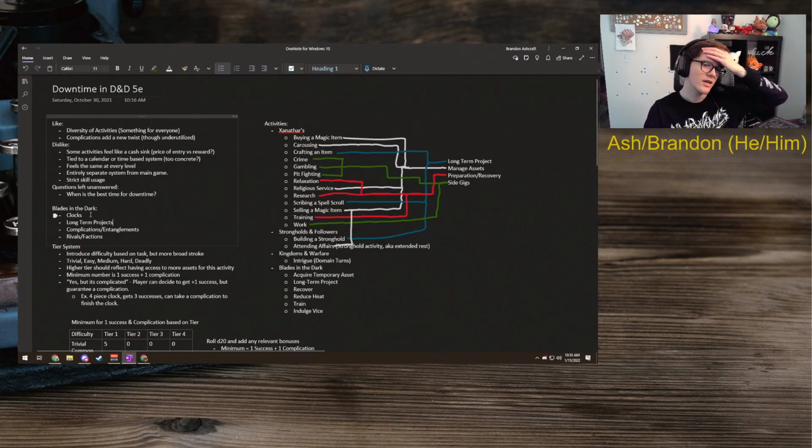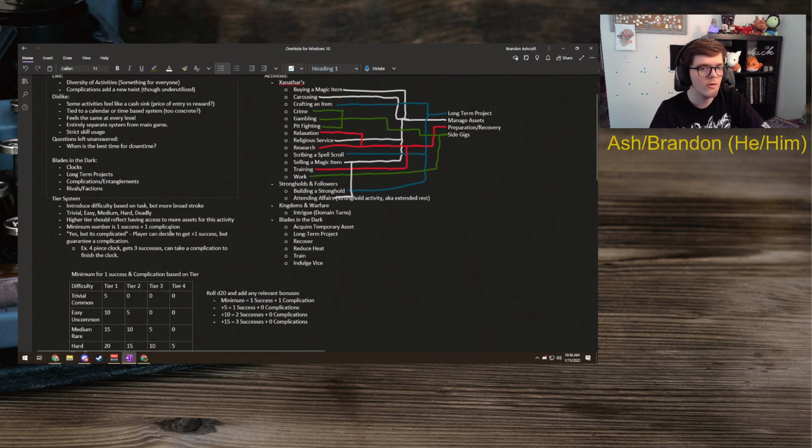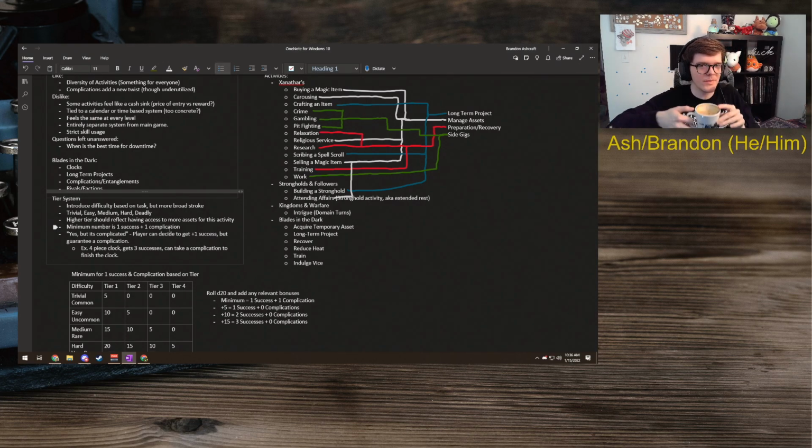And then Blades in the Dark has clocks, which I've already talked about. Long-term projects, which we actually end up making one of our activities later down the line. Has complications in engagement or entanglements, and then makes great use of rivals and factions, which I think is something D&D needs more of, or at least better, easier access for. Because there's a lot of factions in D&D, but we don't really use them the way the book talks about them.